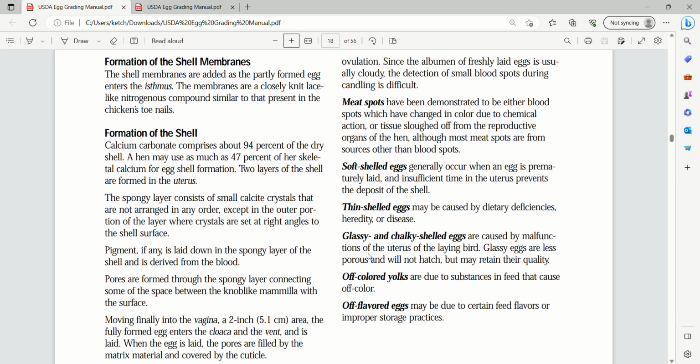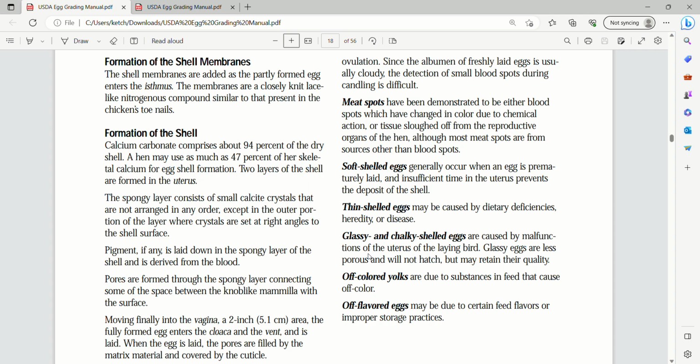is difficult. Meat spots have been demonstrated to be either blood spots which have changed in color due to chemical action or tissue sloughed off from the reproductive organs of the hen. Although most meat spots are from sources other than blood spots, soft-shelled eggs generally occur when an egg is prematurely laid and insufficient time in the uterus prevents the deposit of the shell.